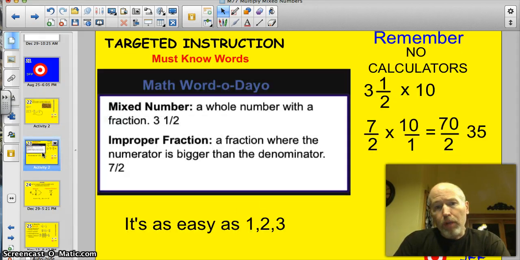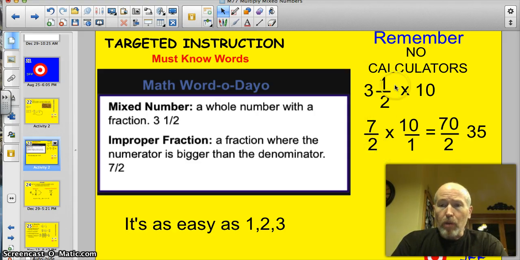Here we go. Must know words. Mixed number. That's a whole number with a fraction, like 3 1/2. An improper fraction, that's a fraction where the denominator is smaller than the numerator, or the numerator is bigger than the denominator.